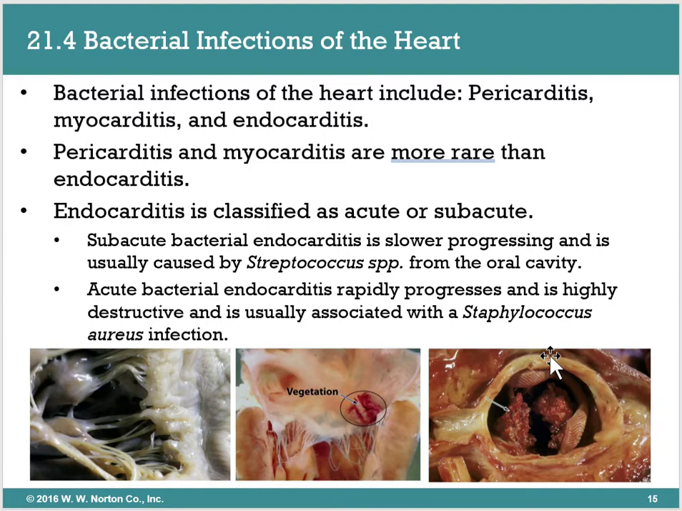Depending on the infection type, endocarditis can be classified as either acute or subacute. Subacute is slow progressing, and it's usually caused by strep species from the oral cavity. So this normally happens during dental procedures. That's why they always tell you to brush twice a day, do mouthwash, and make sure you're flossing. Whenever you get your teeth cleaned, they're creating little abrasions on your gums, and there is some strep inside our mouths.